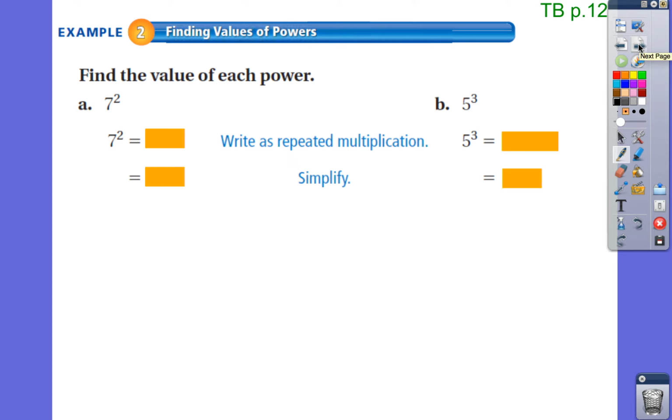Okay, let's take a look at example 2. It says finding values of power. Now what this means is we're actually going to solve it and find what the answer is. They've already written it as an exponent. So for problem A, I have 7 to the 2nd power. That means that it is going to be 7 times 7, and 7 times 7 is 49. If I take a look at example B, I've got 5 to the 3rd power, so I'm going to do 5 times 5 times 5. When I multiply those 3 numbers together, I'm going to get 125 as my answer.